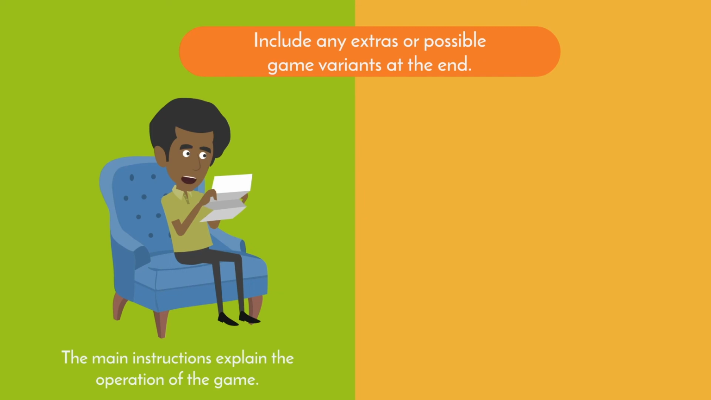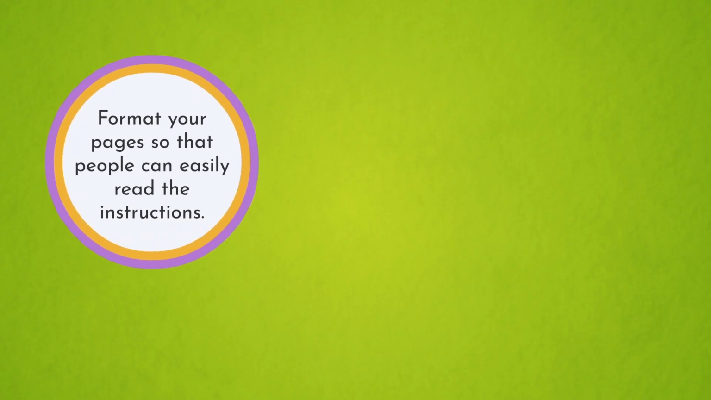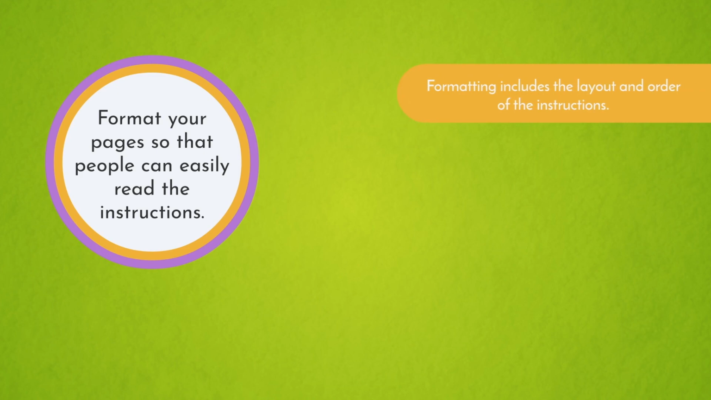The main instructions help the operation of the game. If your game includes other elements that aren't used specifically for the main game, take the time to explain those here. Format your pages so that people can easily read the instructions. No matter where you're writing your instructions or how you'll present the final ones, make sure that your pages or documents are easy to read. Formatting includes the layout and order of the instructions, but it also includes the kind of font and spacing you include. If you are typing, don't pick a crazy font that's hard to read. If you're handwriting, write legibly.